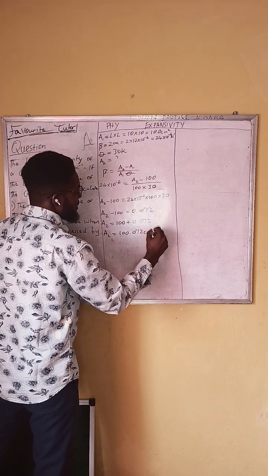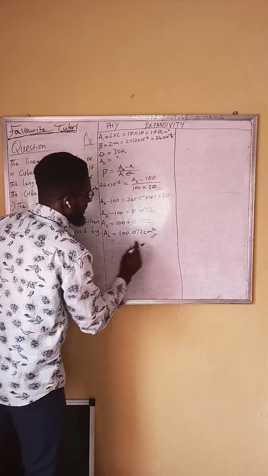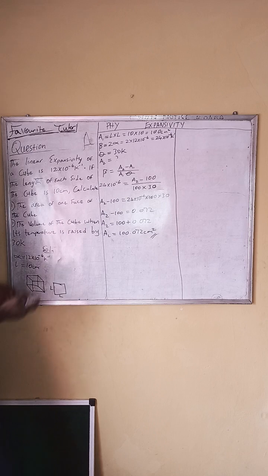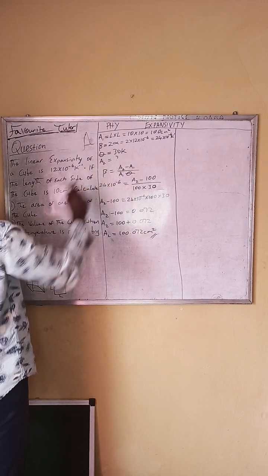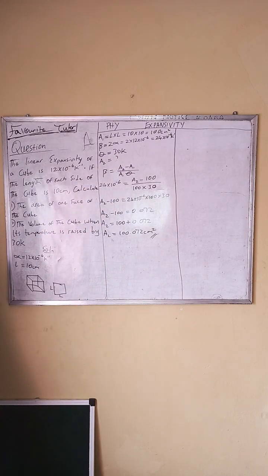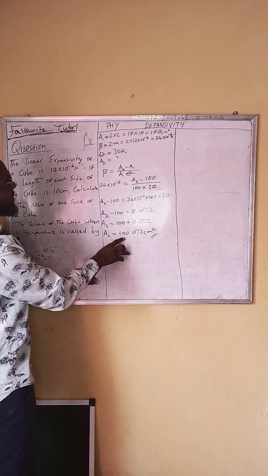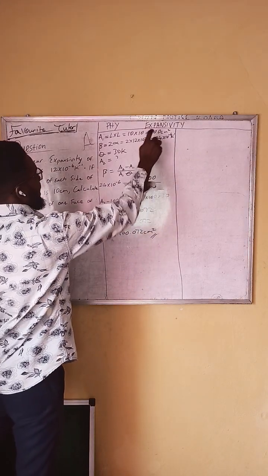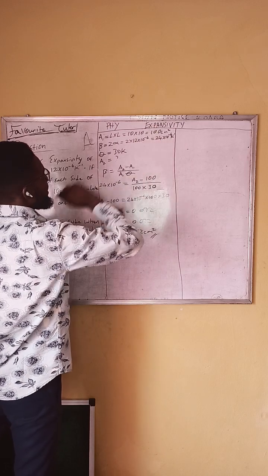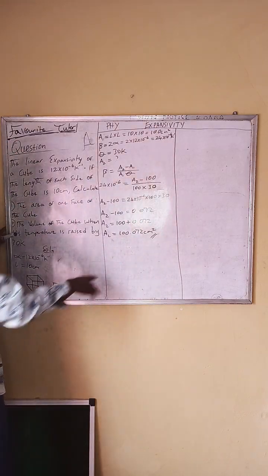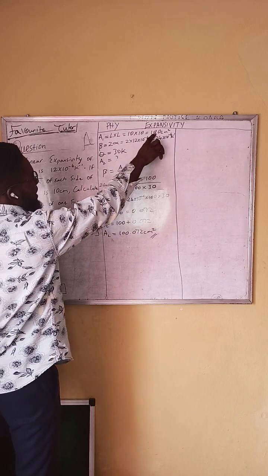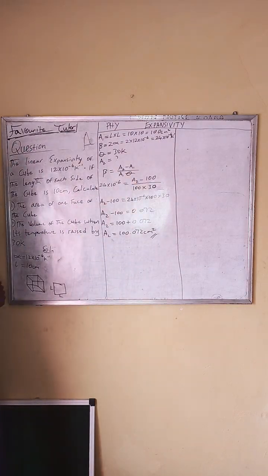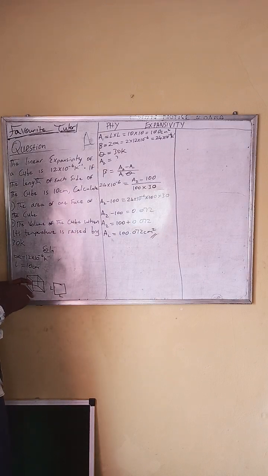So area 2 is equal to 100.072 centimeter square. Now this is the new area when the temperature is raised by 30 Kelvin. You can see that the new area is greater than the original area before the temperature is raised. The original area right here is 100 centimeter square. The new area is 100.072 centimeter square.